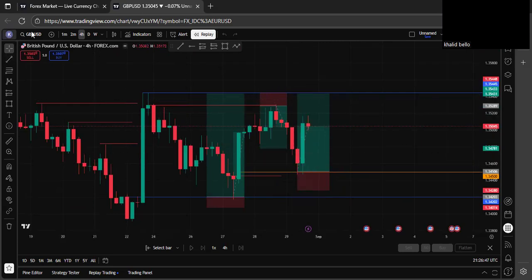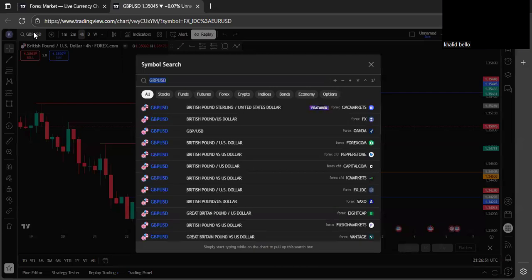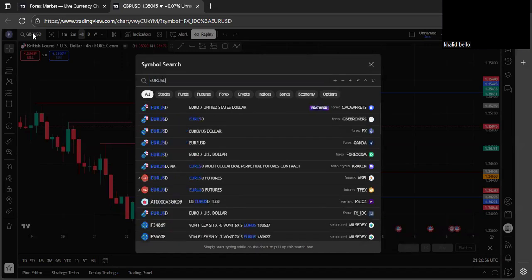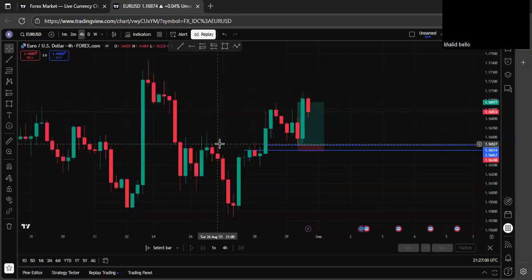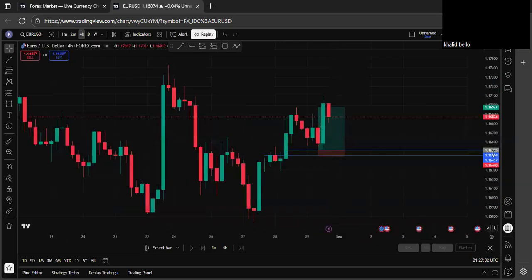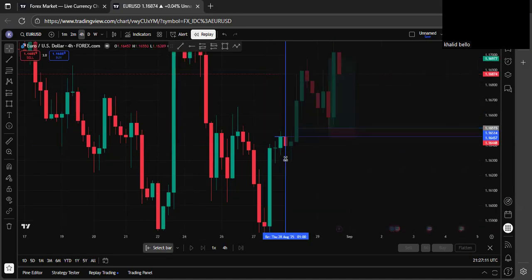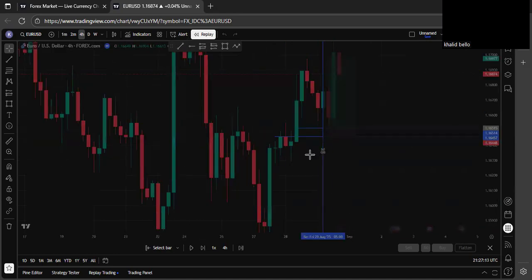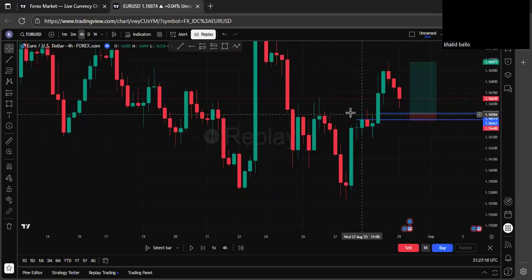We also have a similar trade on GBP, on Euro USD. Let me check this here. Good, Euro USD. Just like what I explained earlier, let me still use the bar replay, but let me cut it. So, what do we still have here?